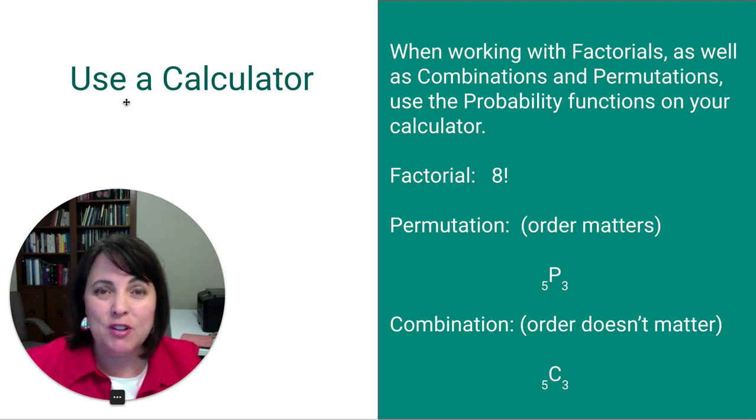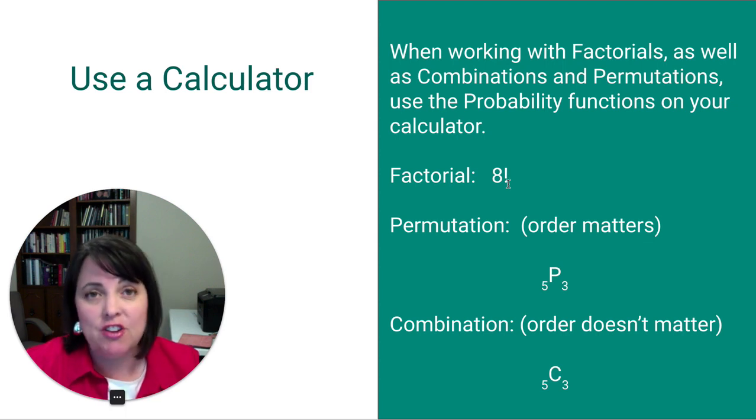Now, it will be helpful to use a calculator in this. It'll be really useful. When you're working with factorials, a factorial is like the little exclamation point. So 8 factorial means 8 times 7 times 6 times 5 times 4 times 3 times 2 times 1. You could type that out in your calculator, but it's a lot quicker if you have a calculator.